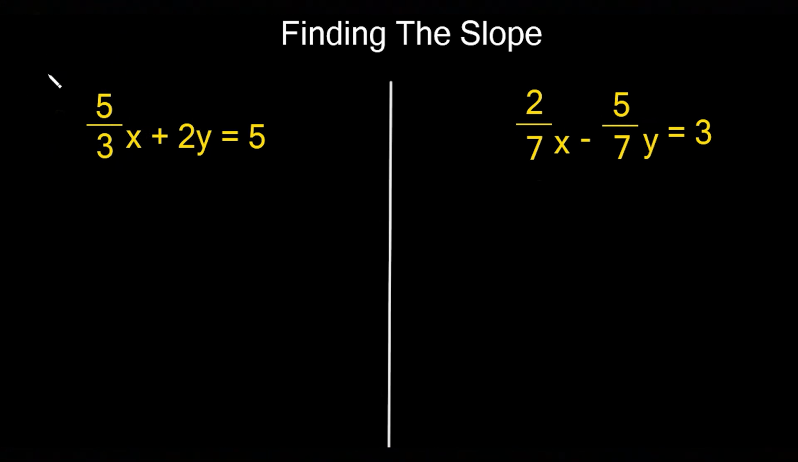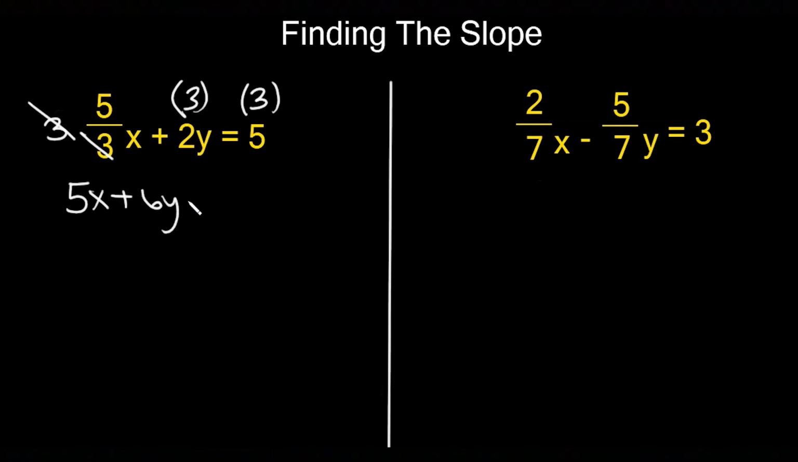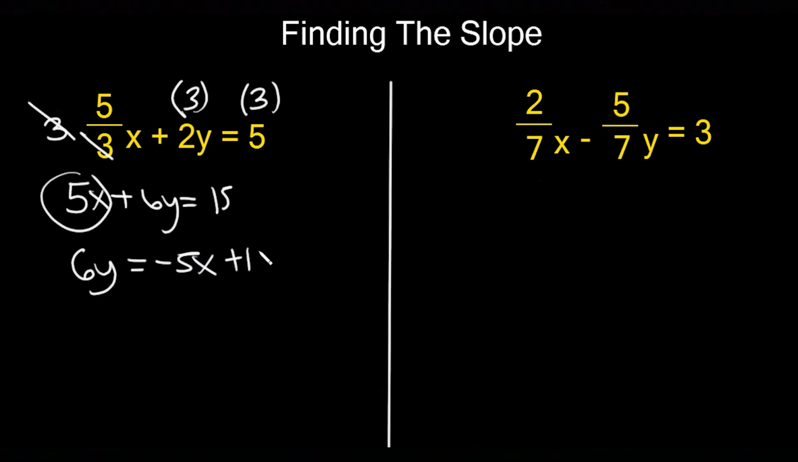So I'm going to multiply here by 3, and that will cancel out my denominator. That's what I want. But that means I have to multiply everything by 3 to balance out that equation. So that will leave me with 5x plus 6y equal to 15. From here, I'm going to move over the 5x. So that will give me 6y equal to negative 5x plus 15.